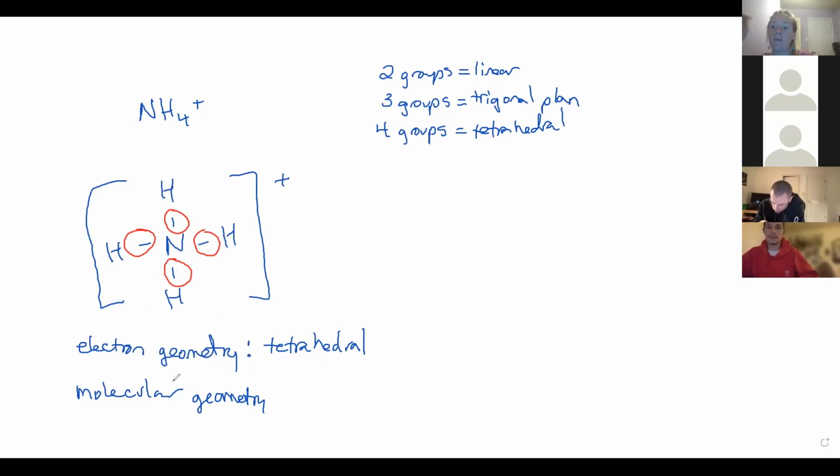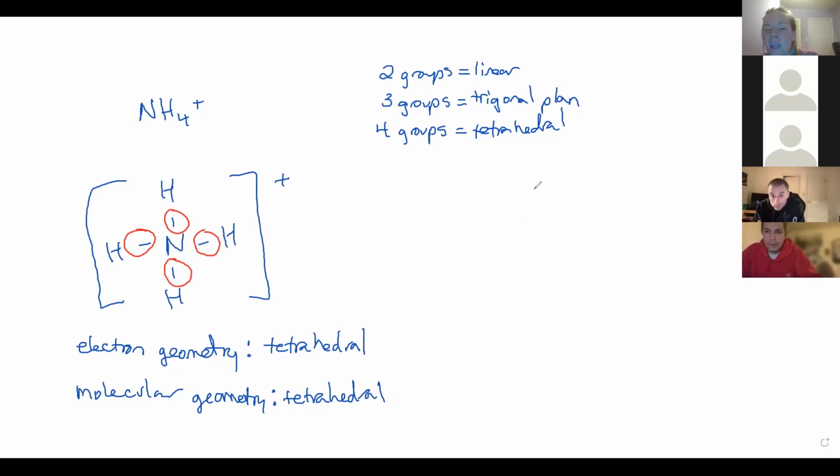The molecular geometry is, what are the atoms doing? Well, every one of our electron groups is attached to an atom. So the atoms are going to exactly parallel what the electron groups are doing. So the molecular geometry is also going to be tetrahedral. Anytime the number of electron groups equals the number of atoms you have around it, those two things will be the same. Let's look at one that doesn't do that.